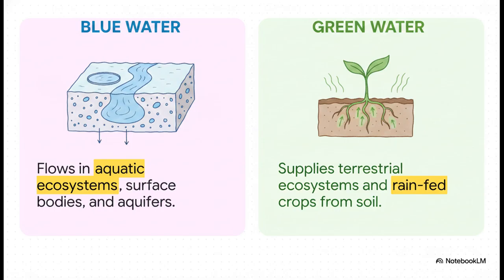Blue water is probably what you picture when you think of water. It's the stuff flowing in rivers, lakes, and aquifers. But green water? That's the invisible water locked up in soil moisture. It supplies our forests, our grasslands, and our rain-fed crops. Green water is what ultimately evaporates right out of the plants.